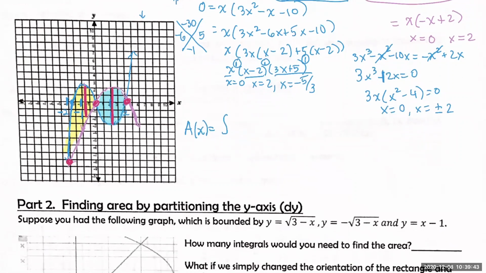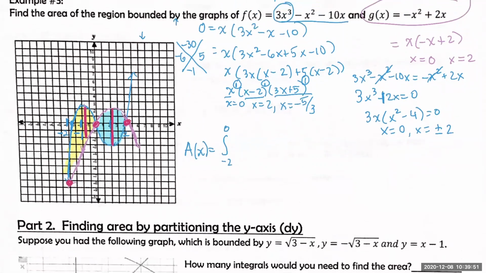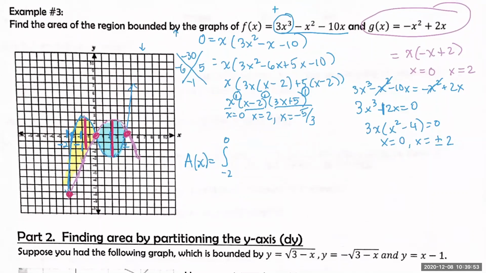Good. Less always on the bottom. So -2 left to right, -2 to 0. Perfect. And then we have the blue function minus the pink function. So the cubic function minus the pink function.